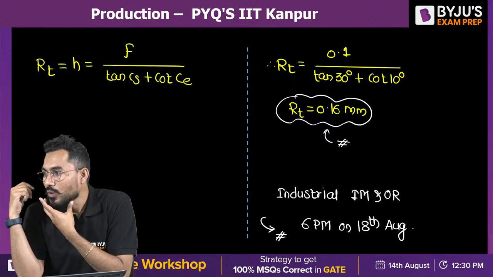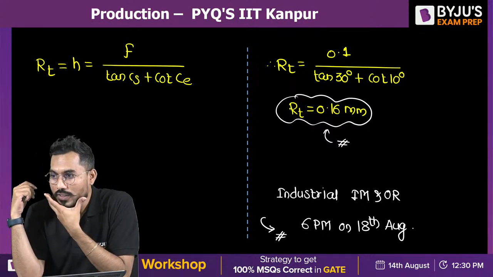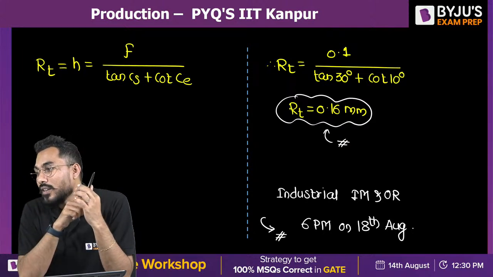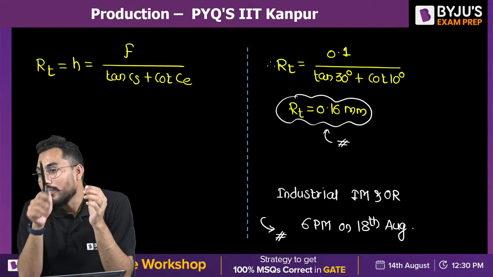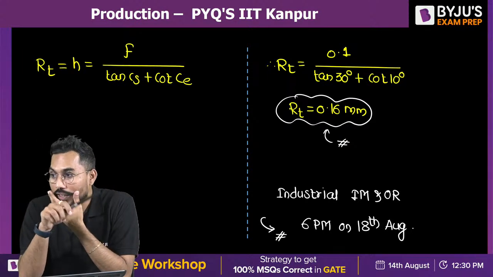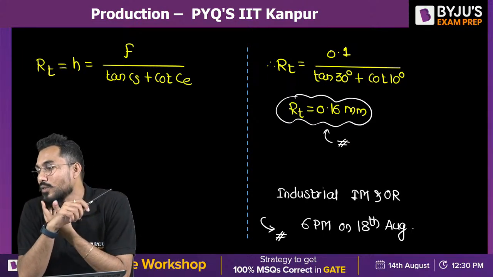Sir, allowance can be 0? What is meant by allowance? Allowance is nothing but the difference between the maximum material limits during the assembly system. It is called allowance.